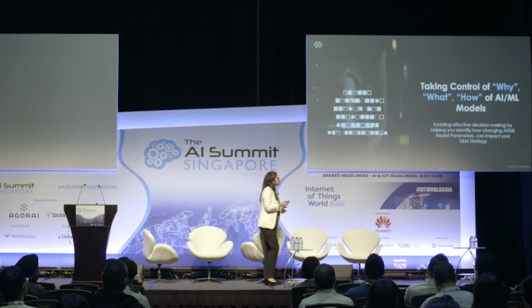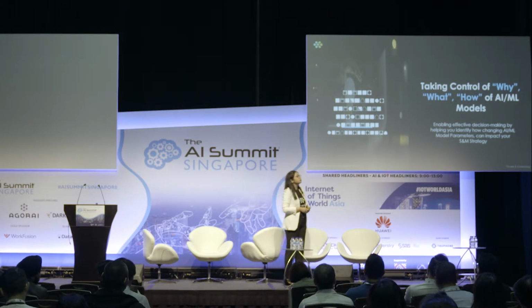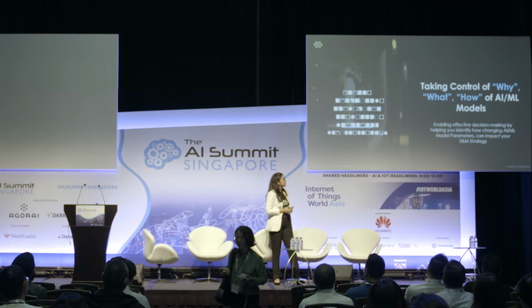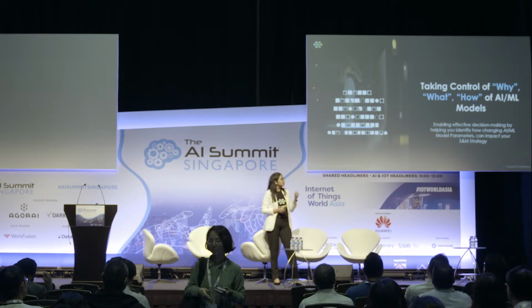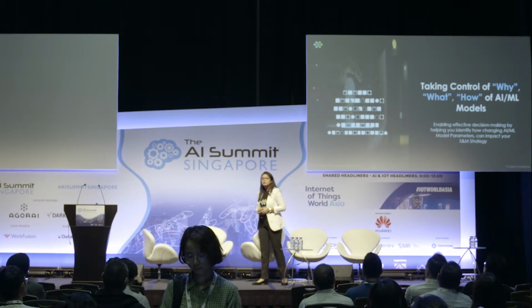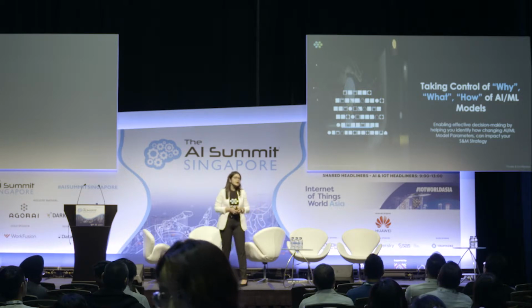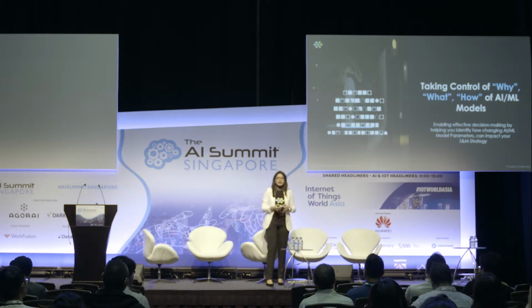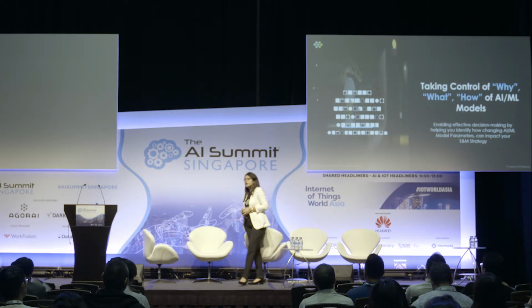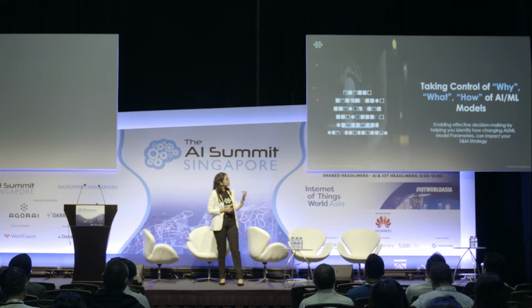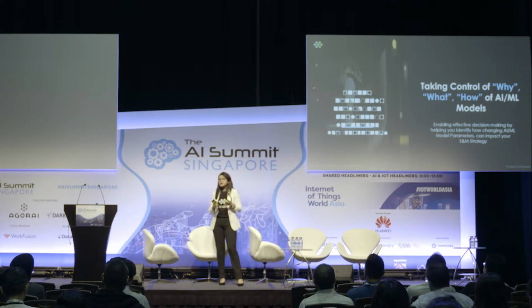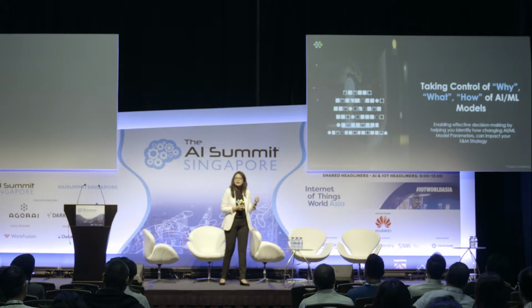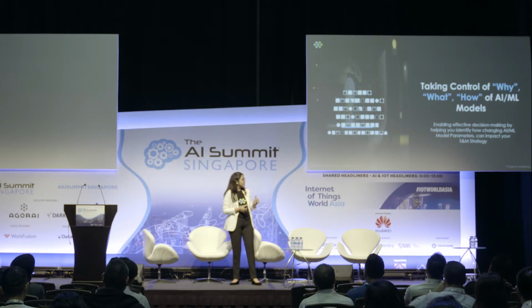Right, so we are talking about taking control of the why, what, hows of AI ML models, and we are going to put this in context to the sales and marketing business process in particular. The reason being that while AI, of course, finds application across industries and business processes, perhaps the impact has been the most profound or is yet to make the most impact for the sales and marketing business process in particular.